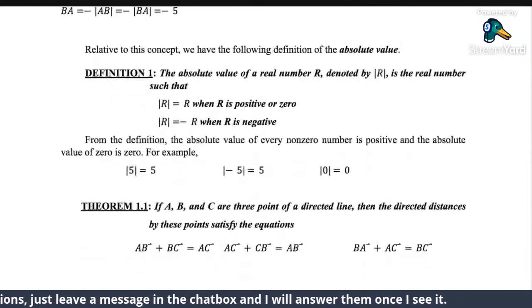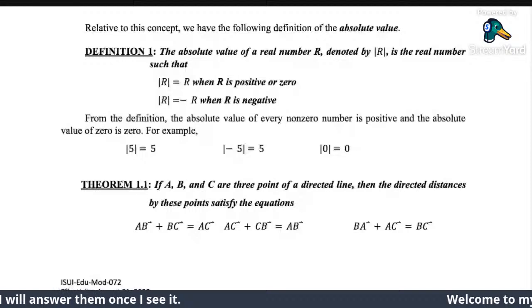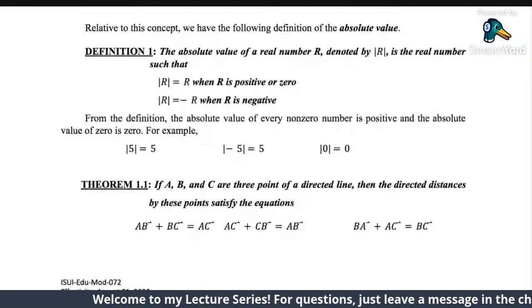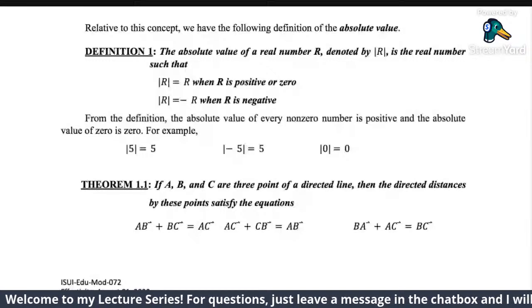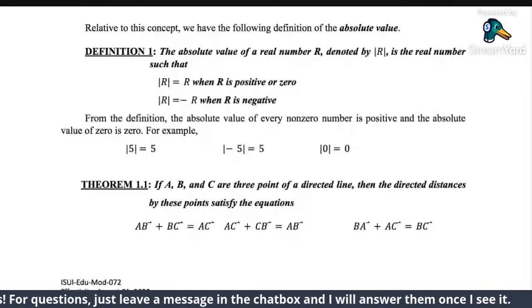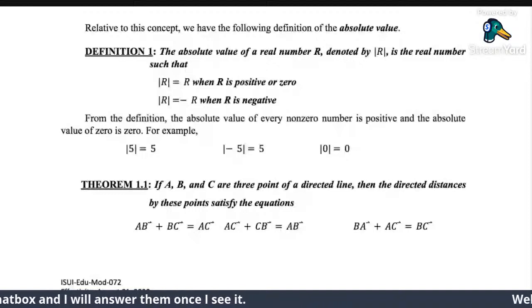So relative to this concept, we have the following definition of absolute value. The absolute value of a real number r, denoted by this, is the real number such that the absolute value of r is equal to r when r is positive or 0. The absolute value of r is equal to negative r when r is negative. Now, do not be confused by the negative r here.